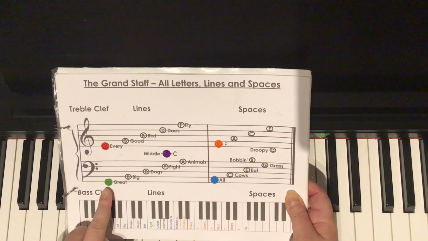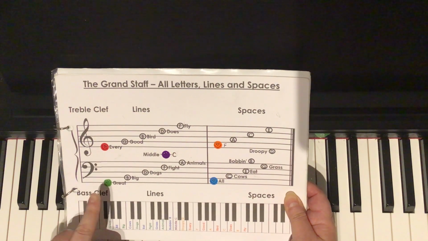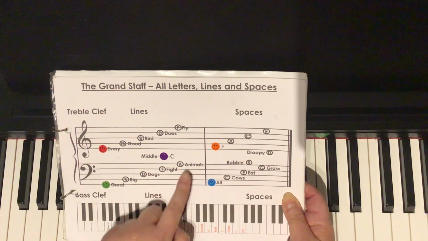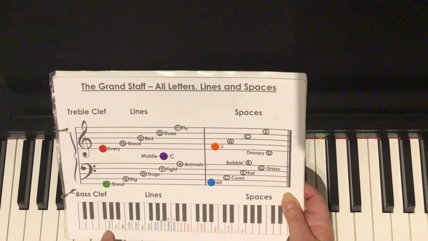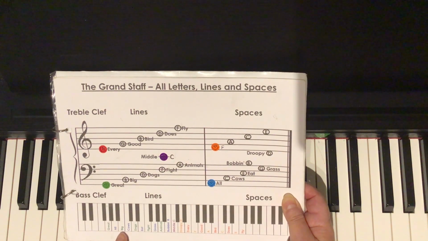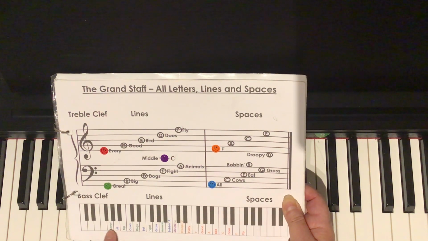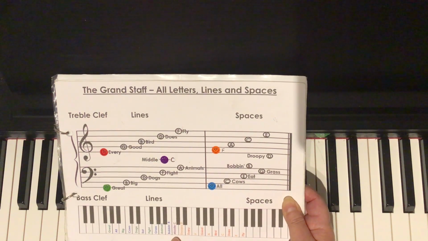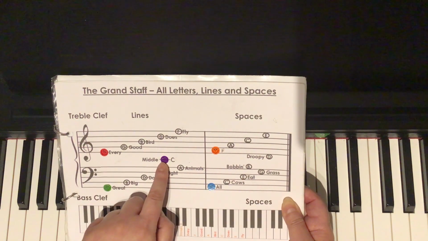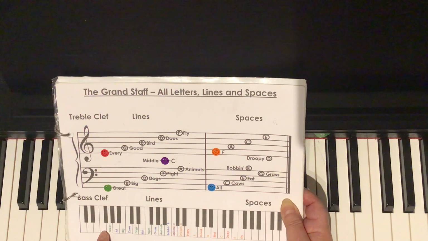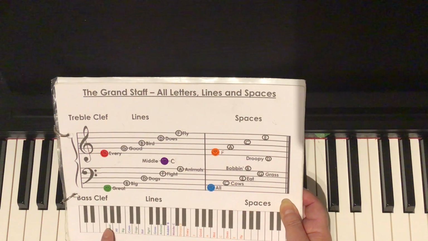Let's take a look at this chart for the bass clef lines. Great, big, dogs, fight, animals. On this keyboard down here is where they are. Great, big, dogs, fight, animals. All those keys are below middle C. There's my middle C. Great starts way down below middle C.